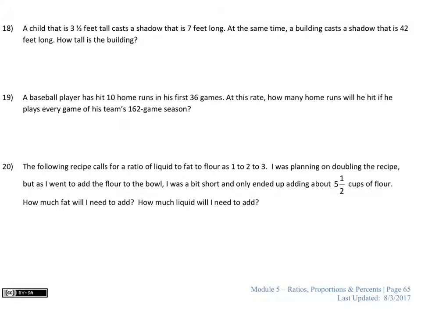A child that is 3.5 feet tall casts a shadow that is 7 feet long. At the same time, a building casts a shadow that is 42 feet long. So this one's kind of similar to that one with the tree. We got 3.5 feet. Whether you write this as a decimal or an improper fraction is not going to matter. So 3.5 or 7/2 feet. You get to choose. Well, now that we get to choose, which one do you guys want me to use? Because it doesn't matter, let's do 3.5.